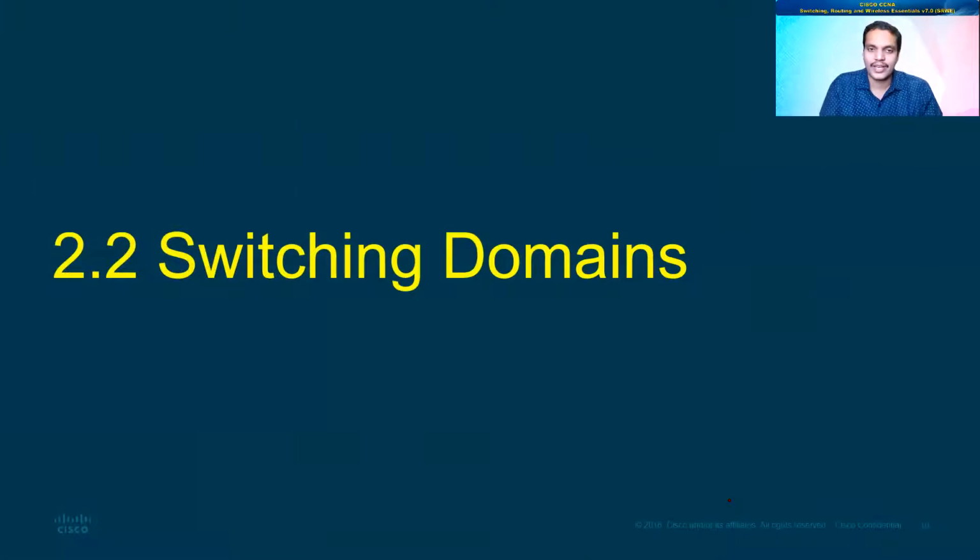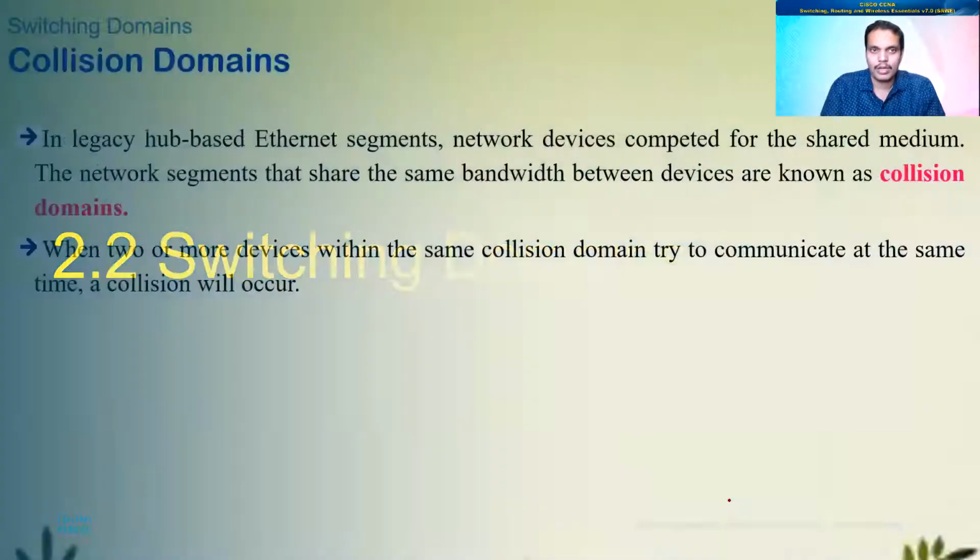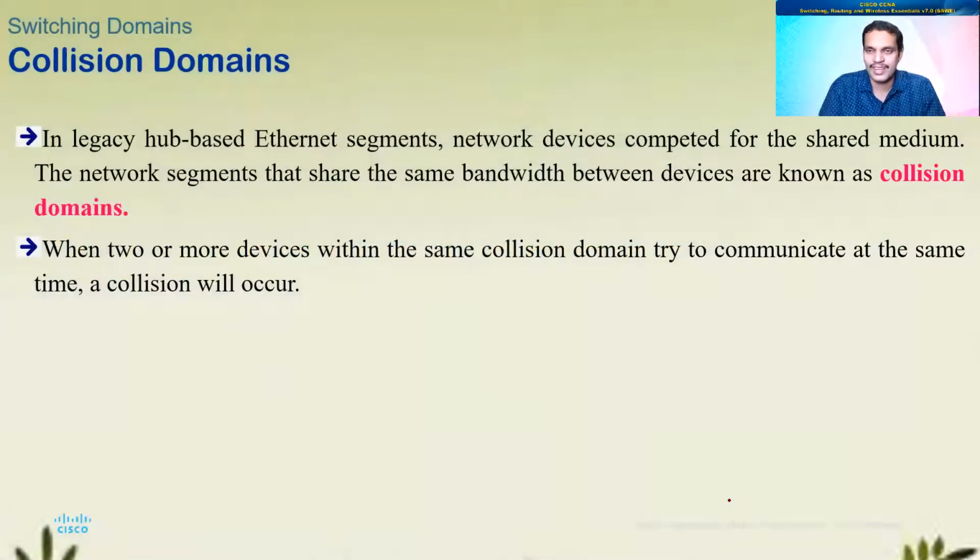So let's talk about switching domains. As I told you, let us compare what we mean by a collision domain and what we mean by a broadcast domain. First, let us talk about collision domains. In earlier days, when hubs were being used in hub-based Ethernet segments, network devices competed for the same shared medium. The network segments that share the same bandwidth between devices are called collision domains. So if the same bandwidth is being shared among multiple devices, that is called a collision domain.